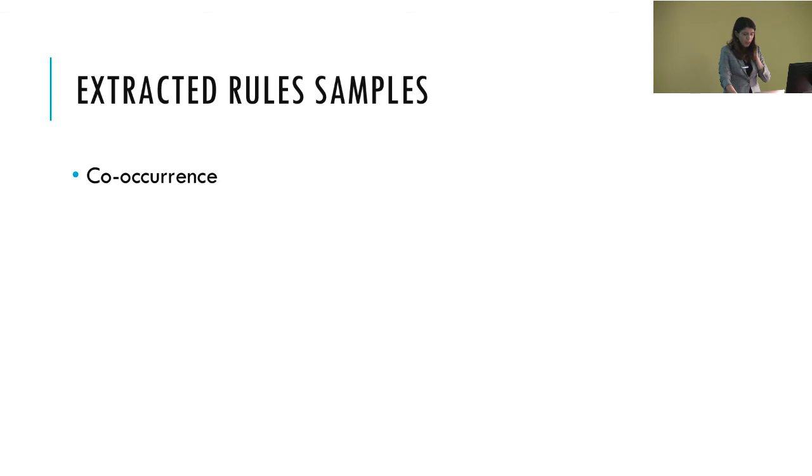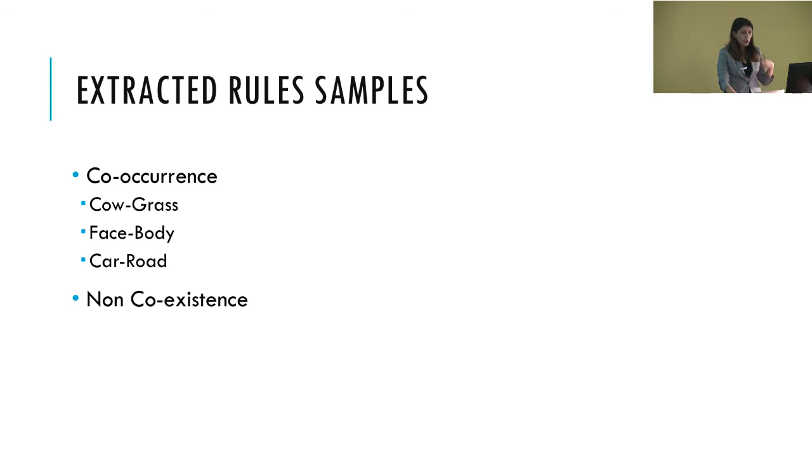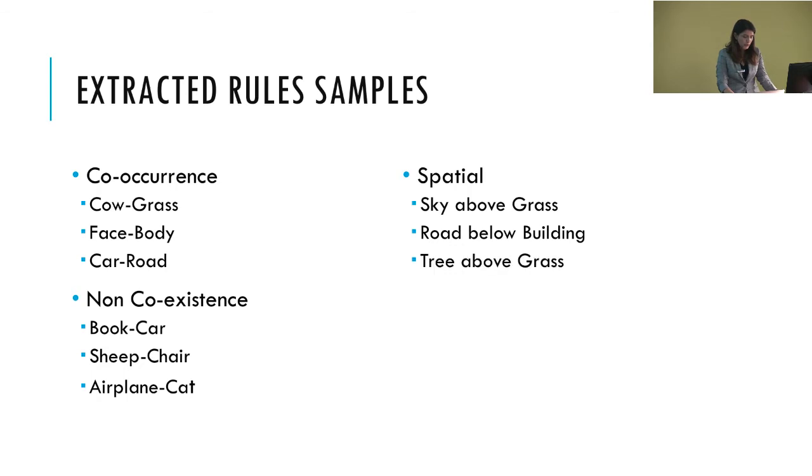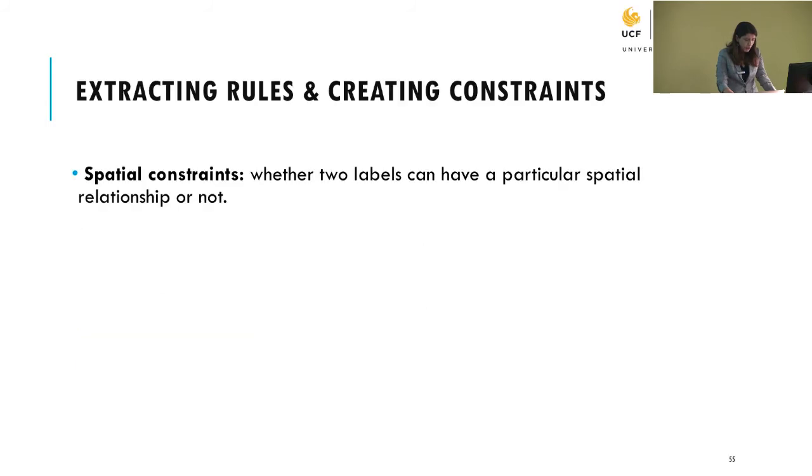For the rules, we define some rules. For example, co-occurrence, like face and body, or car and road. Non-coexistence, for example, book and car, since books are in the library, and so on. And we have spatial rules like sky above grass, road below building, and presence, like pole and road. If you see pole, you have to have road, or if you see balcony, you have to have building.